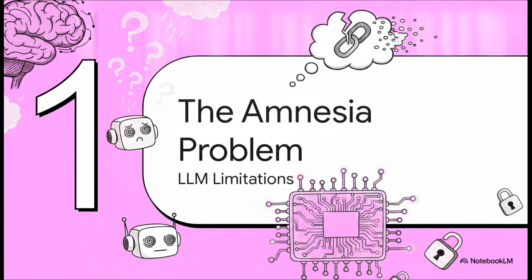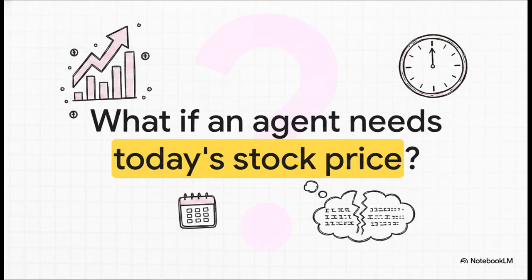All right, let's start with section 1, the amnesia problem and the limitations of LLMs. I want you to think about this foundational question for a second. What actually happens when an AI agent needs to know today's wildly fluctuating stock price? Or, say, it needs to recall a really nuanced conversation you had with it just yesterday? Well, the harsh reality is, it can't.